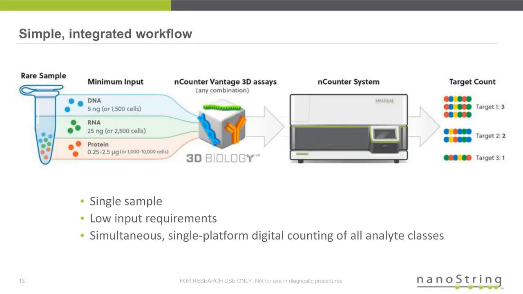So this is all an integrated platform where we can look at DNA, RNA, and protein all together at one time and get digital counts for all those molecules on the nCounter system. The inputs are very low. For DNA, it's 5 nanograms of DNA. For RNA, it's 25 nanograms if you're purifying it, or 2,500 cells if you're just lysing the cells. Again, you don't have to purify the RNA. You don't have to do reverse transcription. For protein, depending on the assay, it's 250 nanograms, or as it says here, down to about 1,000 cells required to look at the protein analysis.